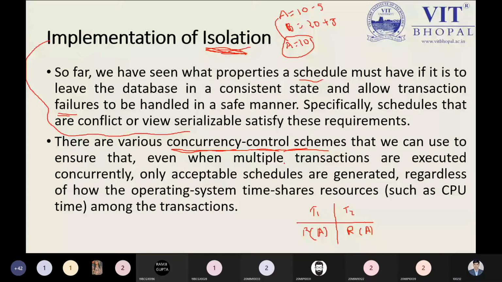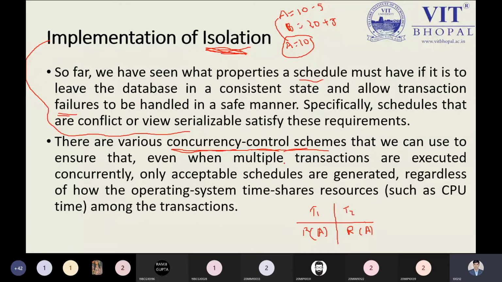But the reading by transaction T1 and the reading by transaction T2 are different from each other. This is what tells us we have isolated information, and isolation is a part of the concurrency control mechanism. In an interview, if anyone asks what you mean by concurrency control, it means how to control the concurrent execution of transactions, which is identified by our isolation property. So this is the real implementation of isolation. That's why the heading is implementation of isolation.